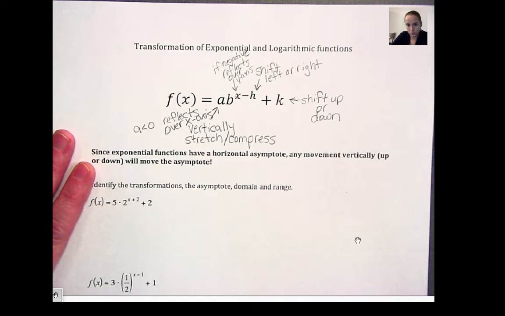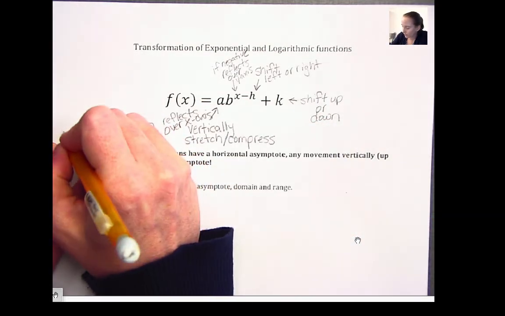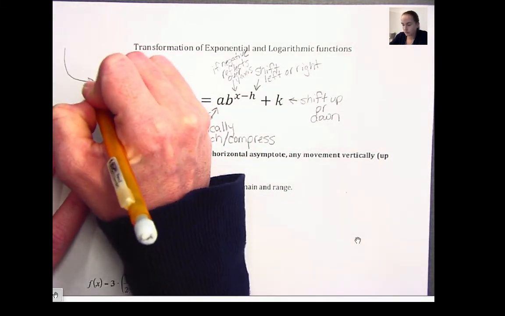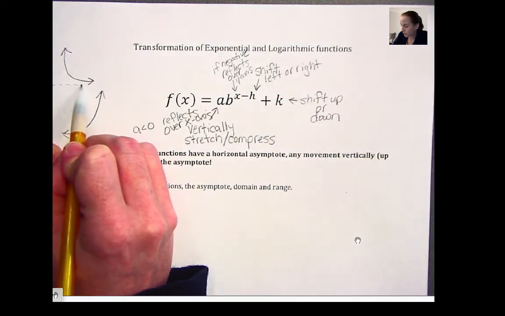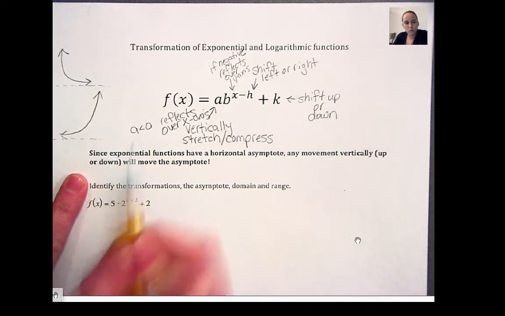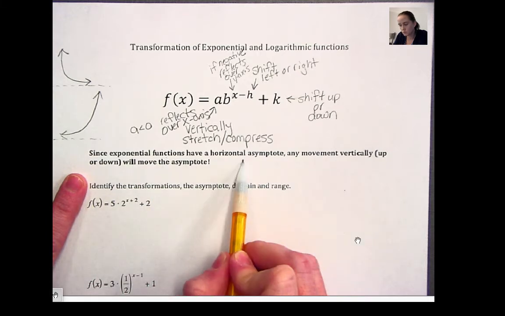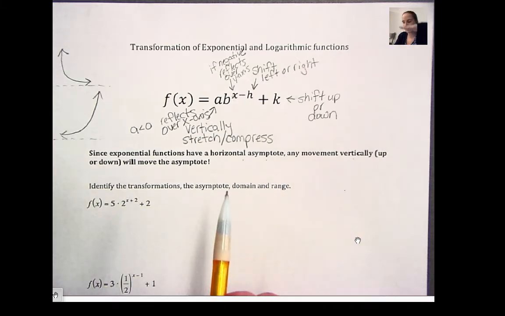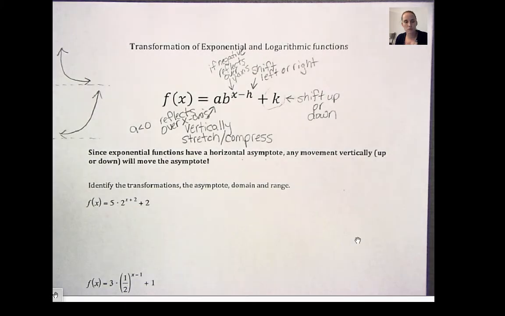One key thing to remember, one of the most important things, you don't have to have a calculator to do this, but if you recall, exponential growth function looks like this. Exponential decay looks like this. And in each of these cases, right here along the bottom of both of them, that's where the asymptote is. And since exponential functions have a horizontal asymptote, any movement vertically, so any movement up or down, is going to cause that asymptote to move.